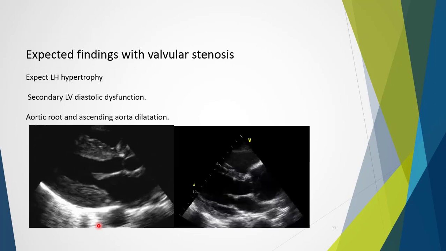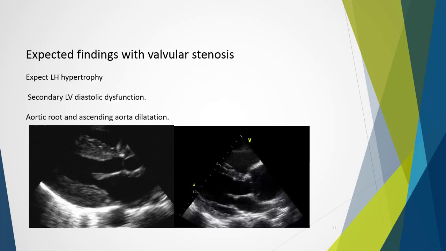So, expected findings that we see with valvular stenosis. Consider aortic stenosis. There is increased effort to push a forward stroke volume through the valve. The maximum velocity will be increased and the flow duration may decrease. In response to the increased effort, the left ventricle will hypertrophy. Associated with this is the secondary finding of diastolic dysfunction.